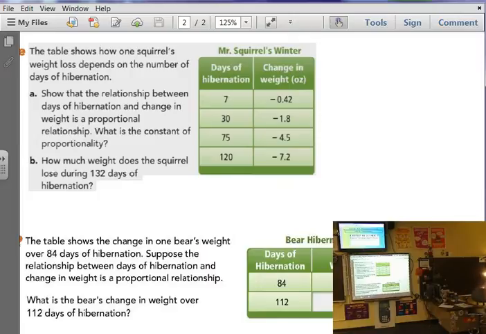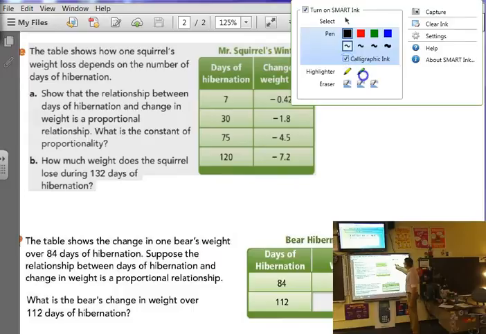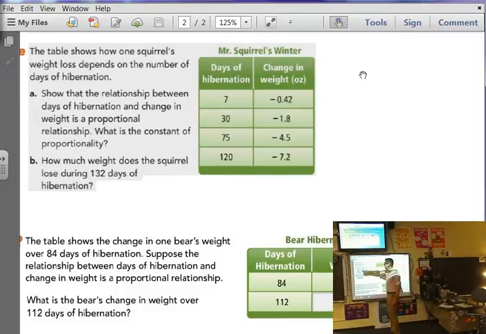So this statement here says in A, show that the relationship between days of hibernation and change in weight is proportional. Now, what does it mean when two things are proportional? That's a really, really important word here. They match up. Their weight is the same on both sides.